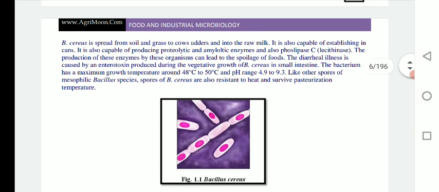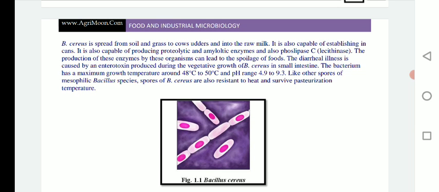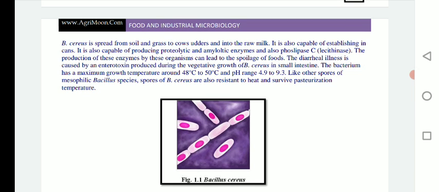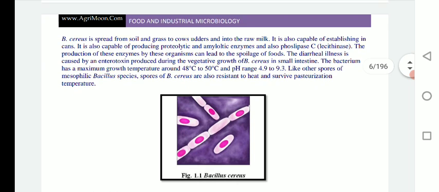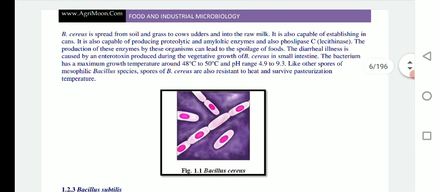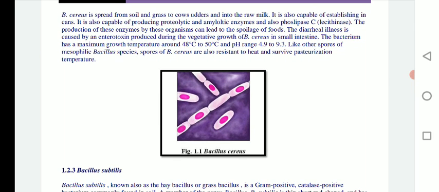So basically microbes like Bacillus cereus produce proteolytic as well as amylolytic enzymes, and these enzymes, when they enter your body after ingestion of food infected with Bacillus cereus, cause severe illness. Diarrheal illness is caused by enterotoxin produced during the vegetative growth of Bacillus cereus in the small intestine. So basically this bacteria induces diarrheal infection in a person after consumption of contaminated food, and this illness is due to enterotoxin secreted by vegetative cells of Bacillus cereus, especially in the small intestine.